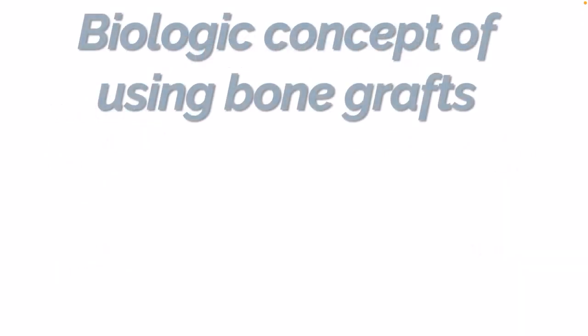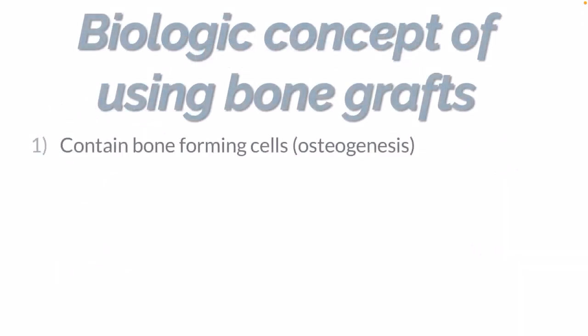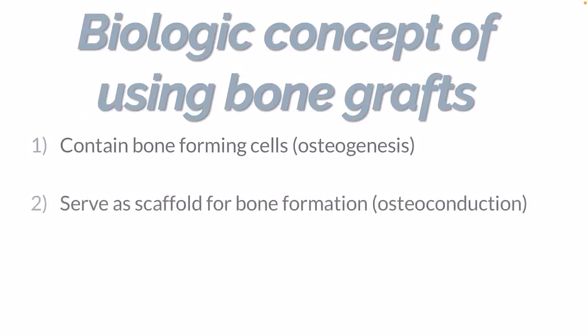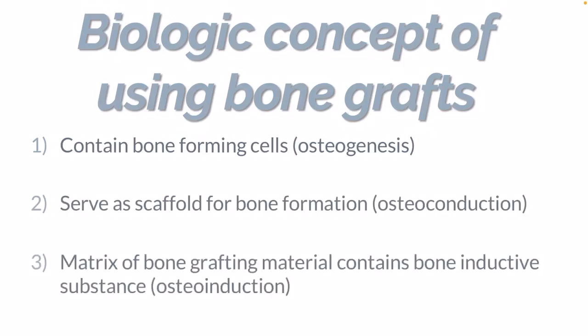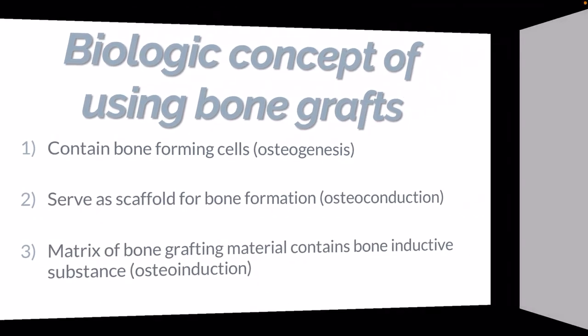Biological concept of using bone grafts: they contain bone-forming cells, osteogenesis; they serve as a scaffold for bone formation, osteoconduction; and the matrix of bone grafting material contains bone inductive substances, osteoinduction.